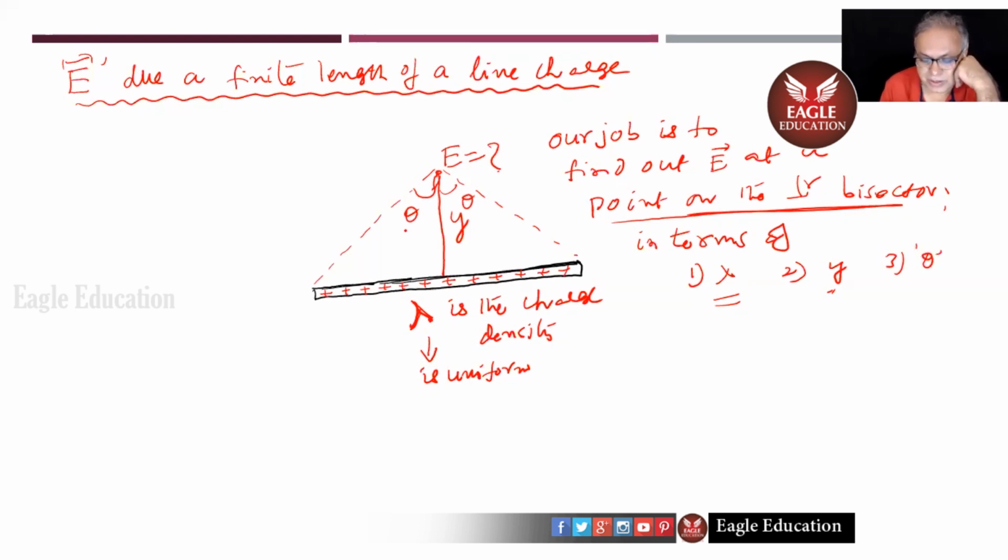Since it's a bisector, both the angles will be the same. So I want E in terms of lambda, distance y, and theta. Theta is the angle that this edge and that edge make with the point. So this is my main job.